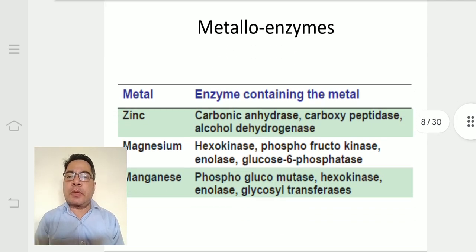Here are examples of certain metalloenzymes. Zinc is present in carbonic anhydrase, carboxypeptidase, alcohol dehydrogenase. Magnesium is present in hexokinase, phosphofructokinase, enolase, glucose 6-phosphatase. Manganese is present in phosphoglucomutase, hexokinase, enolase, and glycosyl transferase.